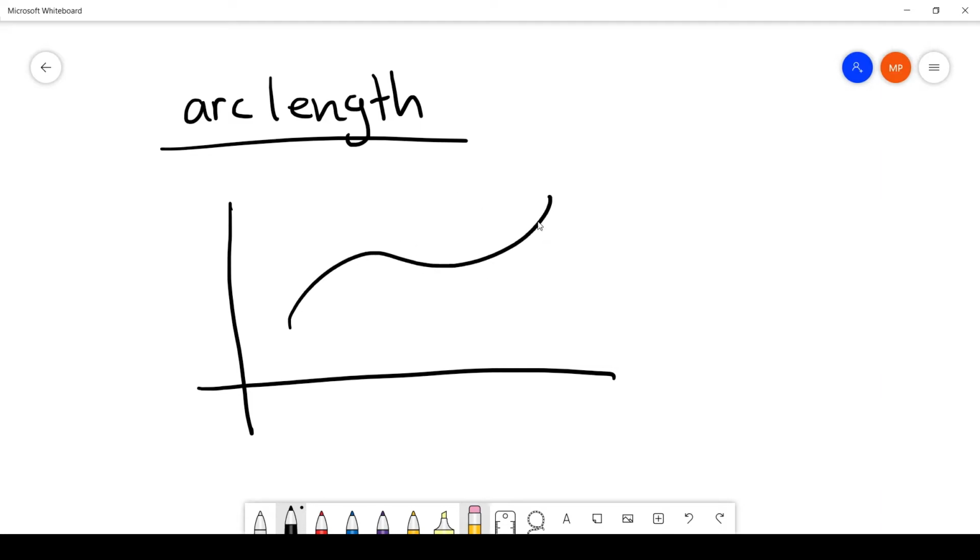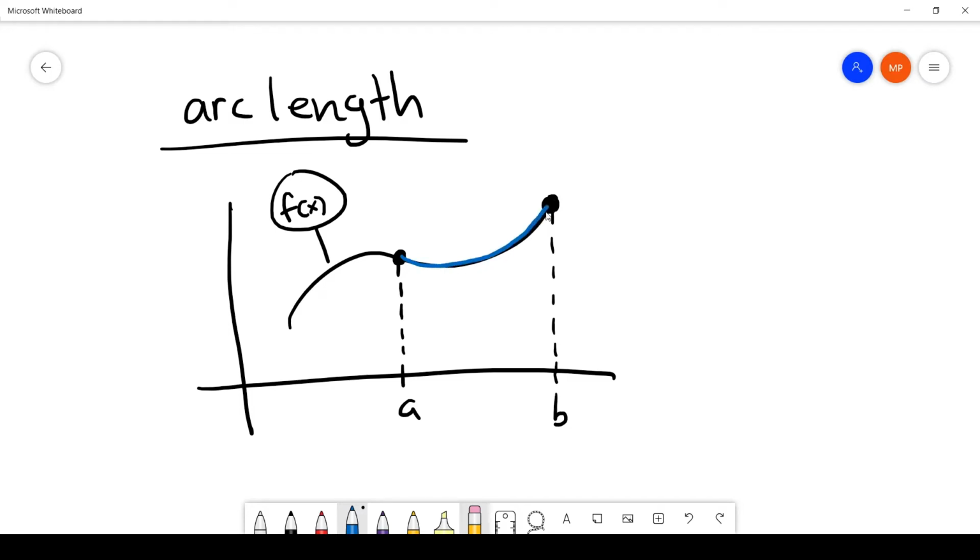Let's see, it's a two-dimensional plane. And say we want to go from this starting point of a to, let's say, this ending point right here of b. And we're just going to call this function f of x. And so the question that I'm asking is, this length that I'm outlining in blue, what is that length? I'm going to call that L. L is going to be our arc length, the length of this arc that we have here.